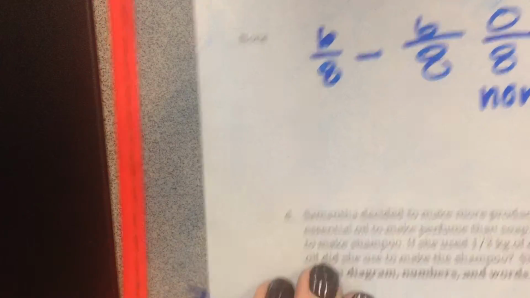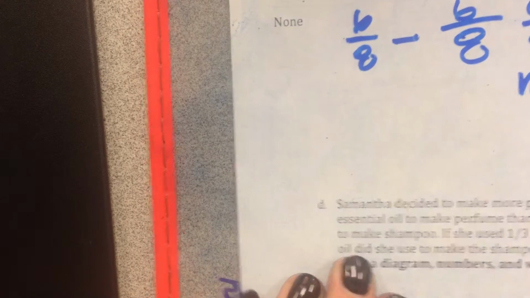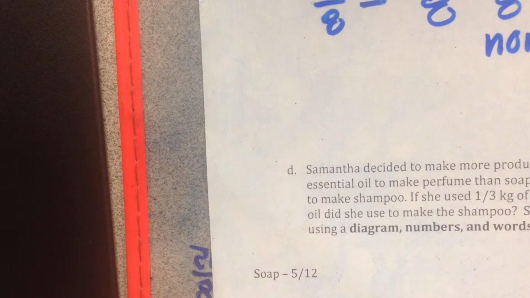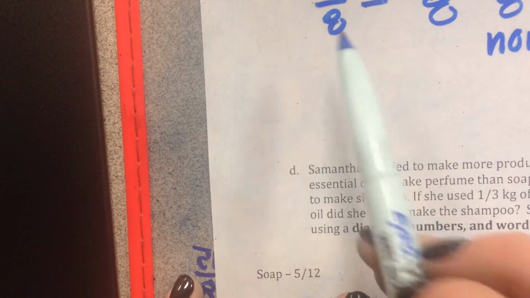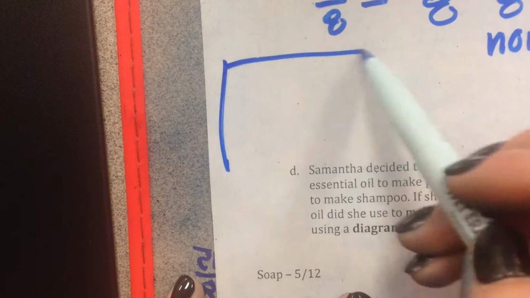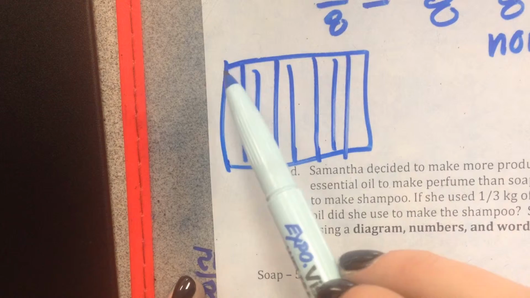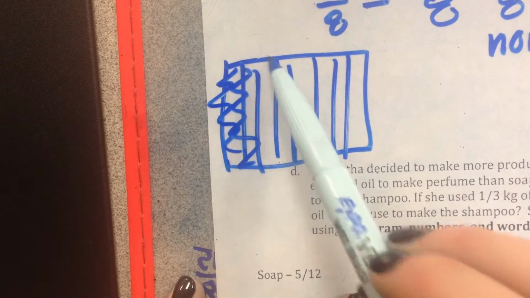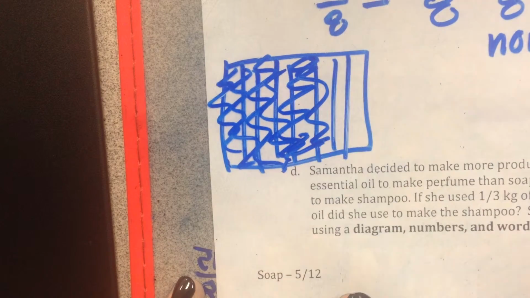So I'll do my diagram first, and then I'll write my words. Now some of you might want to draw these diagrams first because that'll help you solve it. For others, it's just a way to represent an even deeper knowledge of what you're doing. So let's show 6/8. So break it into 8ths. 1, 2, 3, 4, 5, 6, 7, 8. And we'll color in 1, 2, 3, 4, 5, 6 of my 8ths.